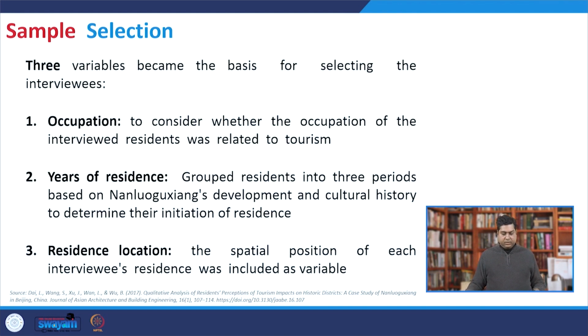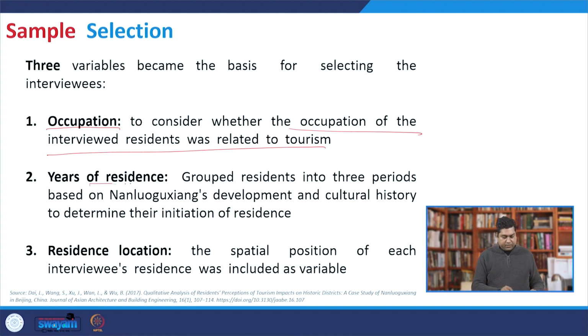Sample selection was done based on 3 variables in this case. The first one is occupation. This was considered: whether the occupation of the interviewed residents was related to tourism or not. Due to tourism you may get certain employment opportunities, but if somebody is not getting them, then for them probably it is the extra people that they need to deal with, or maybe some sort of load on the existing infrastructure.